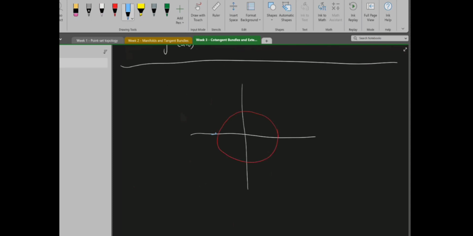This top part, including the part on the x-axis, is called S1 plus, and the bottom part is S1 minus. And normally you have an orientation chosen by the standard area form, namely dx wedge dy. So the orientation that agrees with this is the counterclockwise one by the right-hand rule.